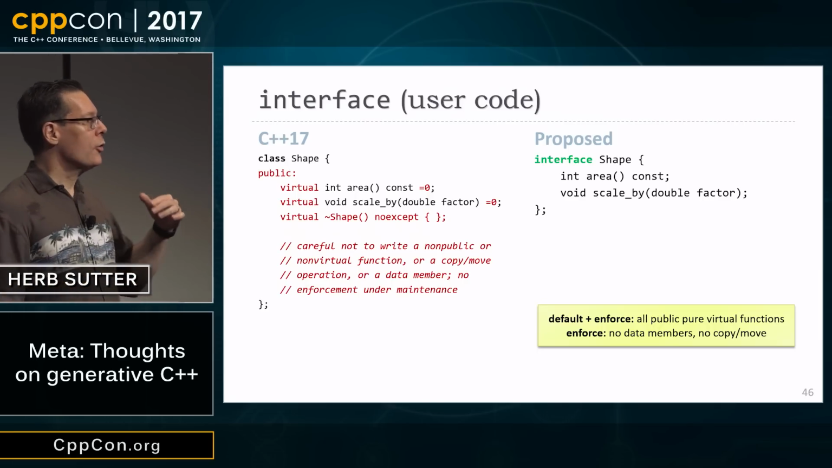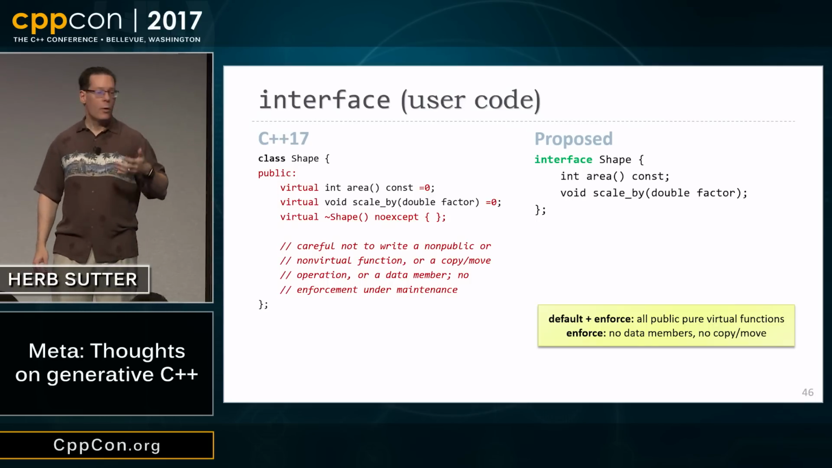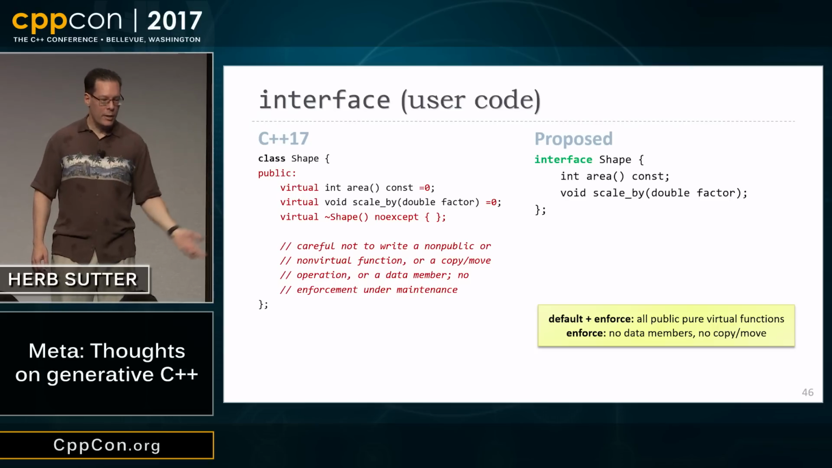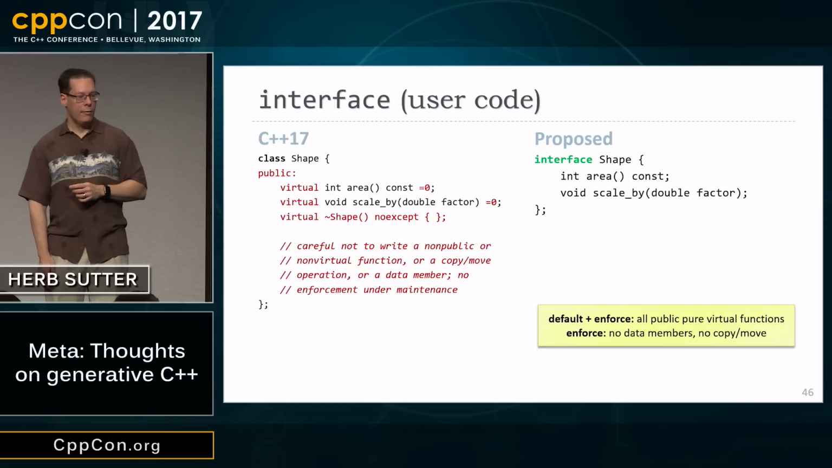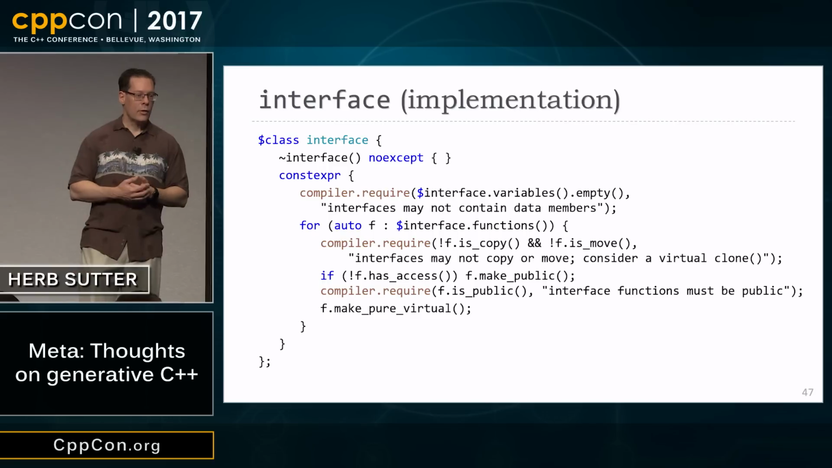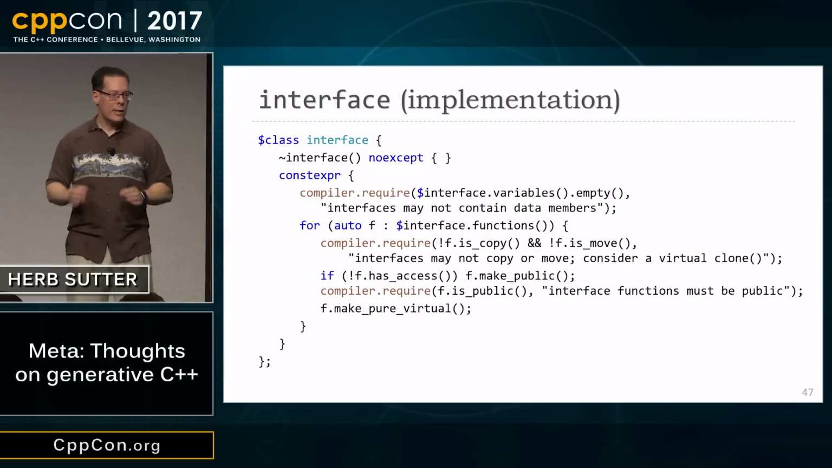The proposed way is to write interface shape and then write your functions. Notice I did not write public because it's public by default. I did not write virtual because it's virtual by default. And I could enforce that I didn't write any data members, copy, move, that kind of thing. Here is how it looks in code. And again, standard disclaimer, this is strawman syntax.